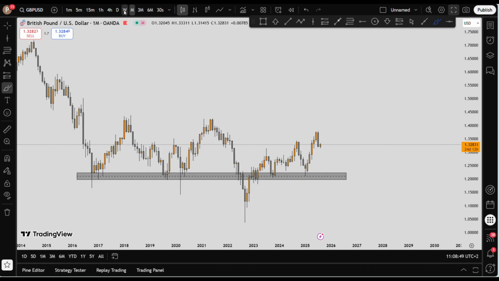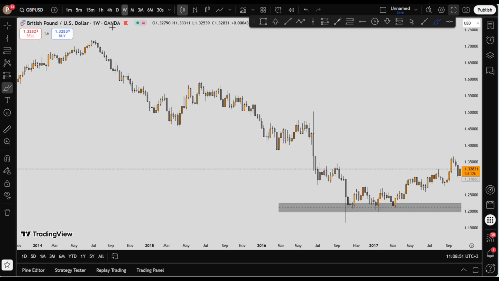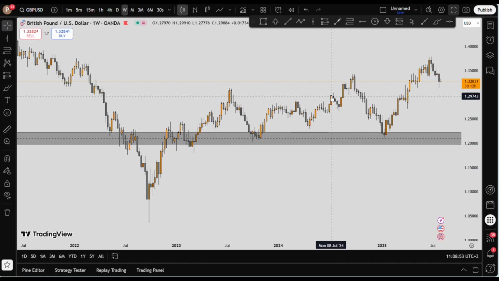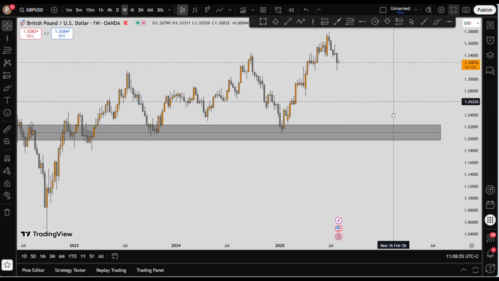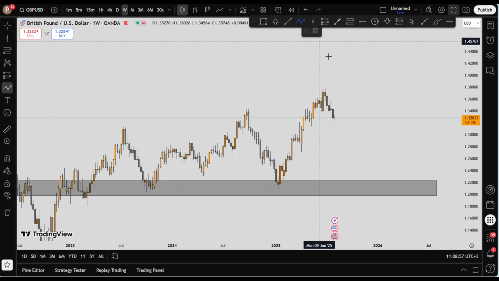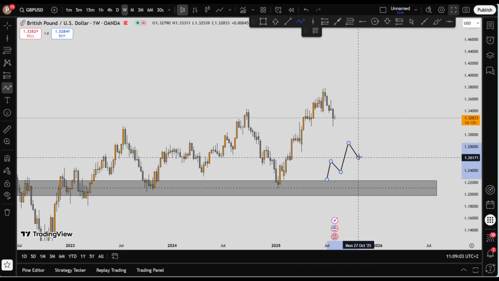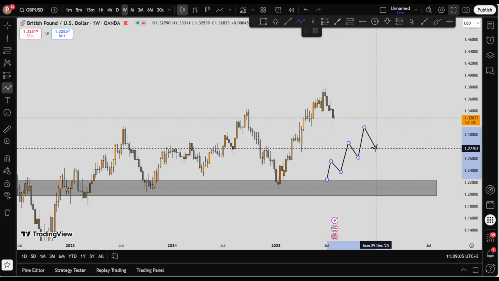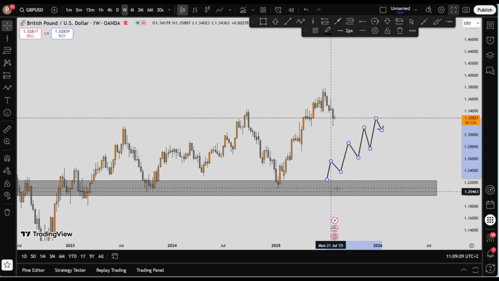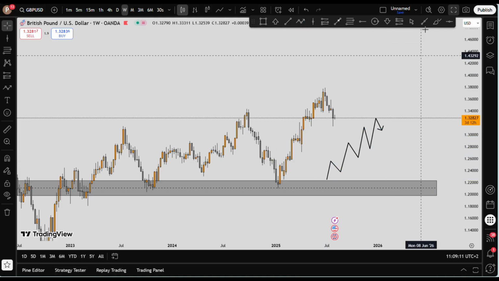Okay, let's drop down to the weekly time frame and see what we can find. So here on the weekly, our uptrend is quite clear. An uptrend is a series of higher highs and higher lows, like so. So high, higher low, higher high, higher low. This is an uptrend right here. This is what we call an uptrend.